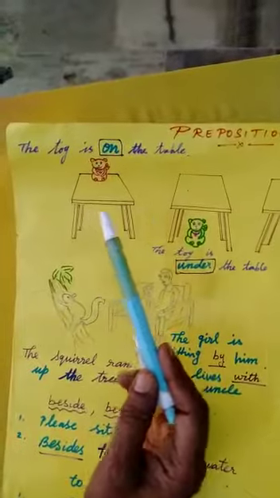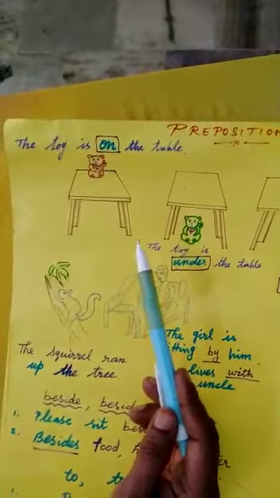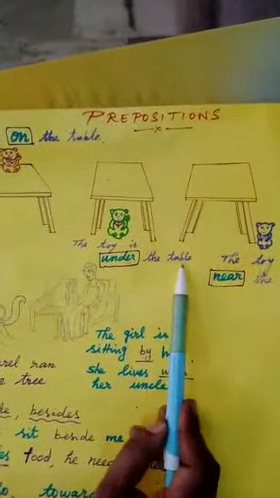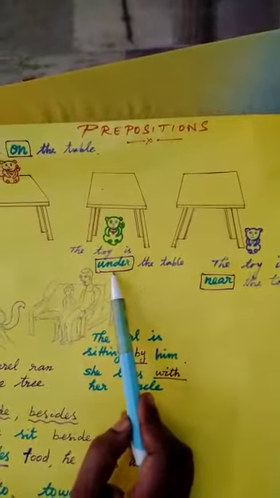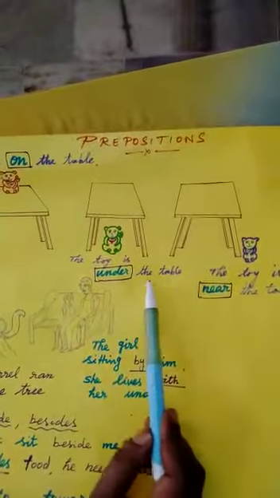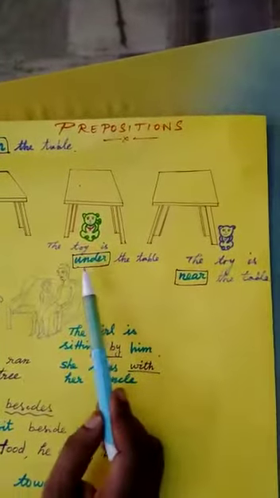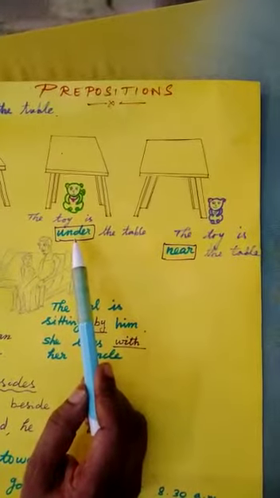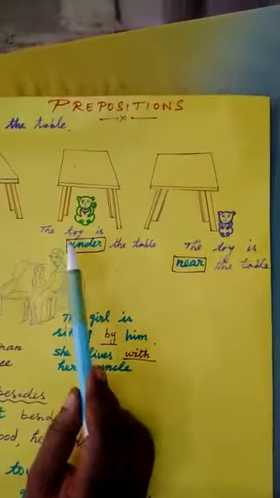A preposition often requires an object to complete the sentence, typically a noun or a pronoun. See here, the toy is under the table. In this sentence, under is the preposition. It connects these two words: the toy, noun, and the table, object. Under is the preposition. It connects these two words.